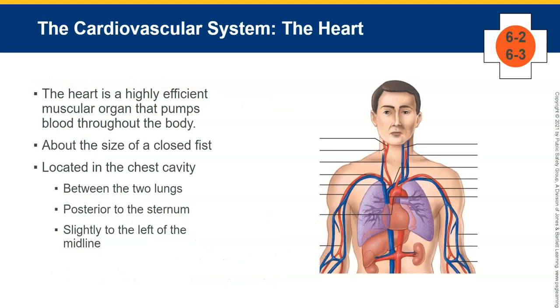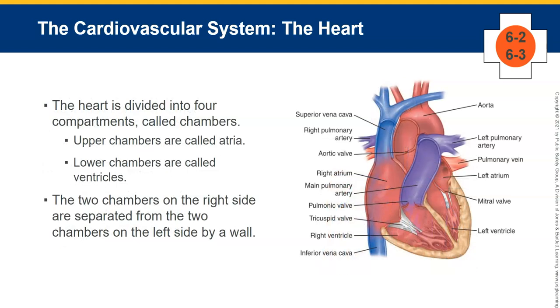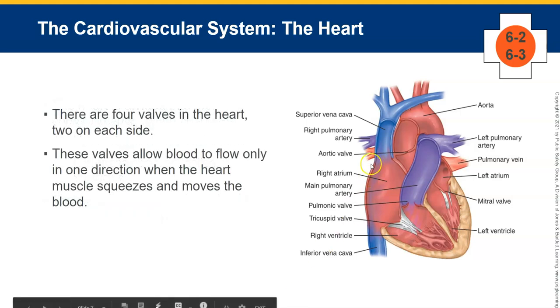Think about your heart as a highly efficient muscular organ. It's about the size of a closed fist and is located in the chest cavity between the two lungs, posterior to the sternum, slightly left of midline. The heart is basically divided into four chambers or compartments. The upper chambers being the atria, the lower chambers being the ventricles. The two chambers on the right are separated from the two on the left by a wall. You can see more about the structures and naming here in this figure.